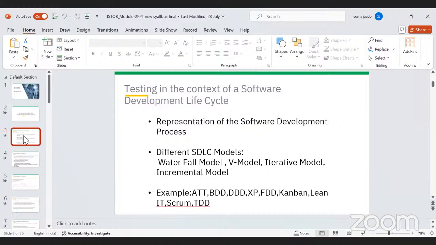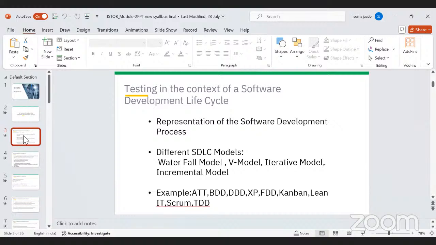Each company or organization will be following a different SDLC, or based on the project choices, the SDLC would differ. So it is very important that we have a fair understanding of the different models used. What are the different methodologies? How do they vary from each other from a testing perspective, which is very important.